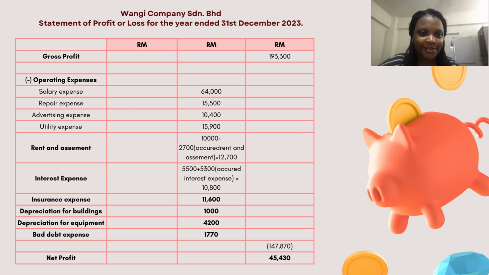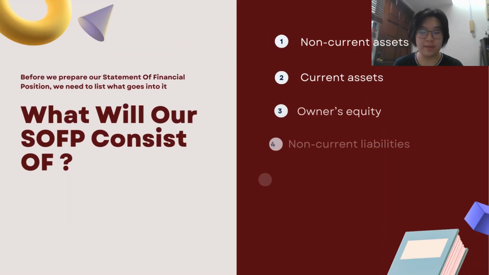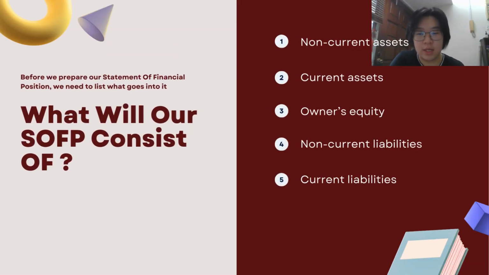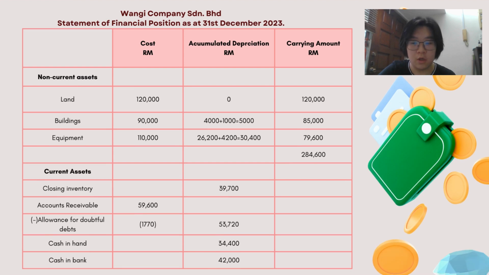Hi, my name is Chan En, and today I'm going to present about SOFP. Before we prepare our statement of financial position, we need to list out our non-current assets, current assets, owner equity, non-current liabilities, and current liabilities. First of all, before we prepare our statement, we need to state out our company's name and the statement we are going to do, followed with the date.